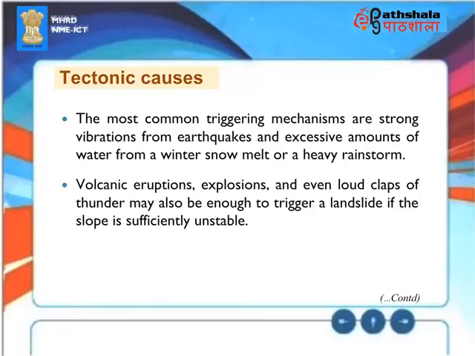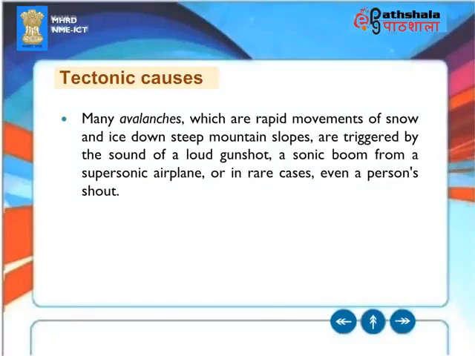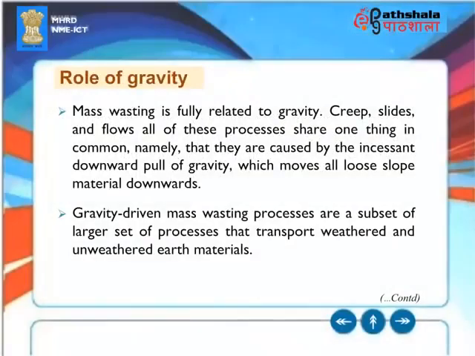Volcanic eruptions, explosions, and even loud claps of thunder may also be enough to trigger a landslide if the slope is sufficiently unstable. Many avalanches, which are rapid movements of snow and ice down steep mountain slopes, are triggered by the sound of a loud gunshot, a sonic boom from a supersonic airplane, or, in rare cases, even a person's shout.